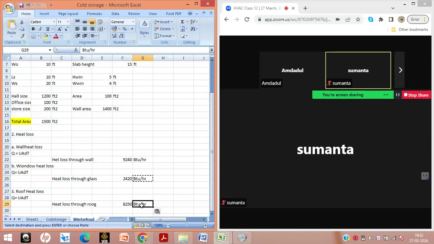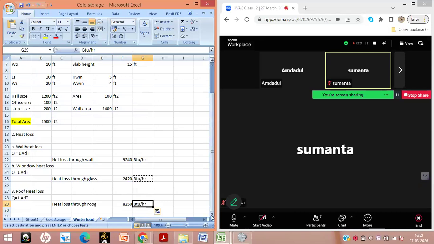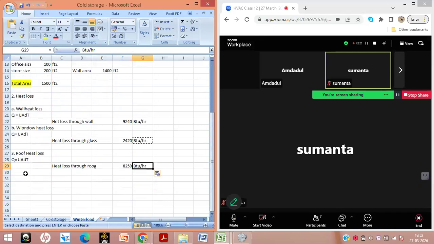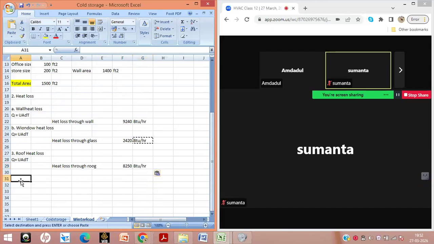So similarly, we need to calculate the floor heat loss. Now we'll go for 4. So can anybody please tell me which formula we need to use for floor heat loss?